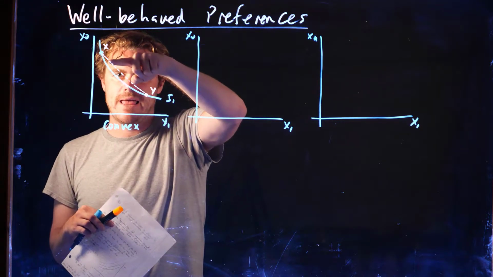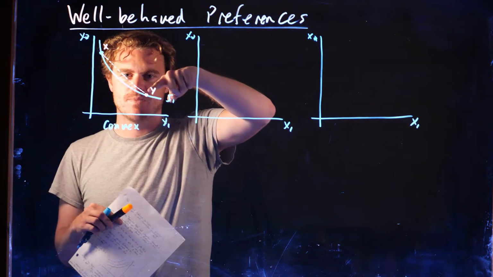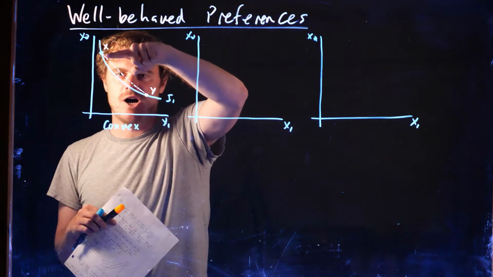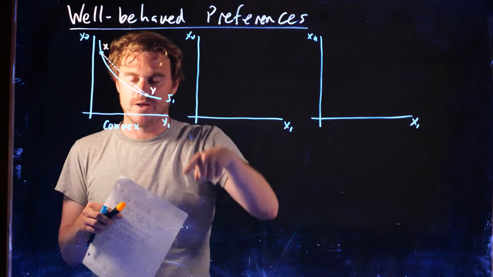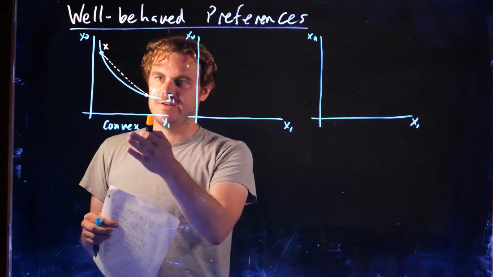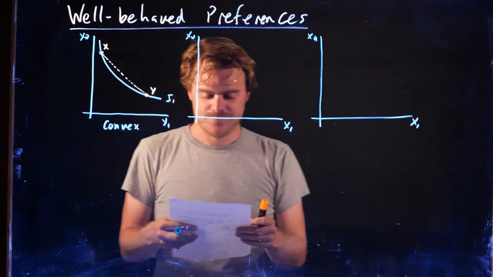And so notice that any bundle along this dotted line is preferred. That's going to be on a higher indifference curve than I1. So that's going to be convex. They have this kind of bow shape.